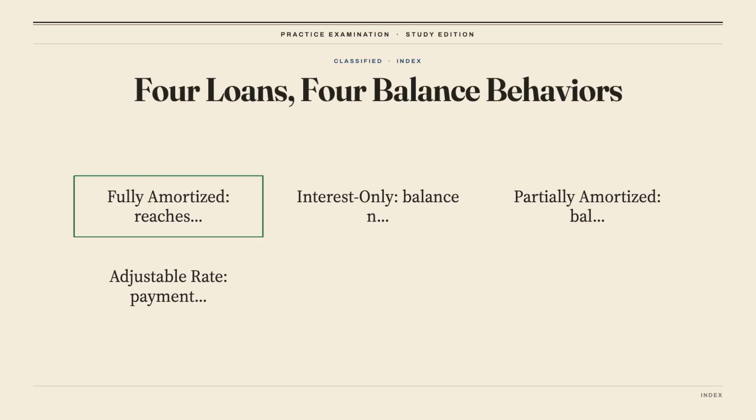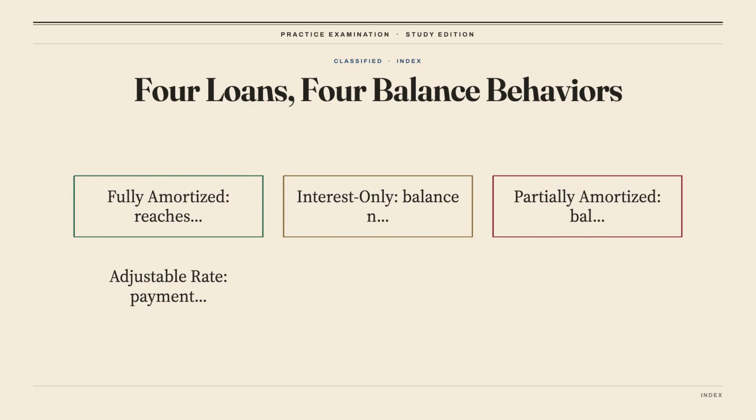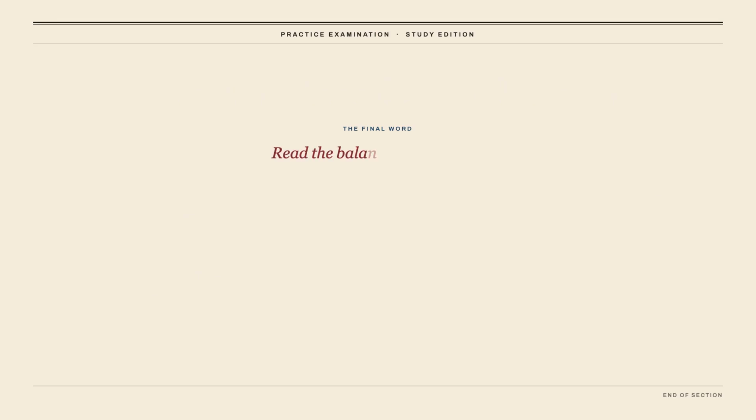Watch what happens to the balance to tell these apart. A fully amortized loan's balance hits zero. An interest-only loan's balance never moves at all. A partially amortized loan leaves a lump sum balloon at maturity. And an adjustable rate loan can amortize fully, but its payment still moves whenever its index does.